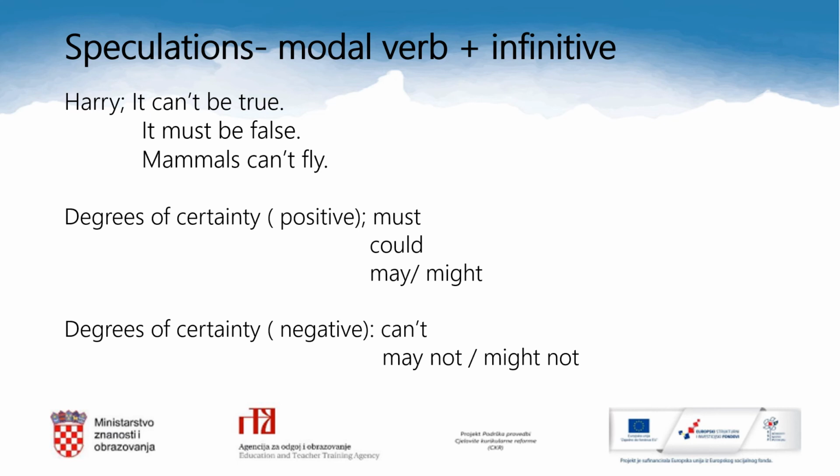In the negative, it is a bit different. When we are very certain that something is not true, we say it can't be true. And if we are 50% certain, we say may not or might not.